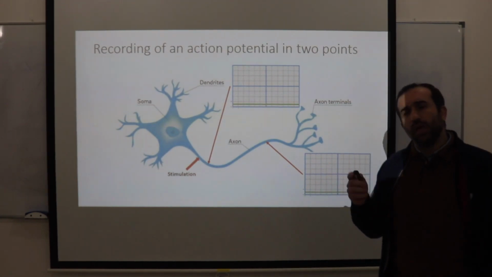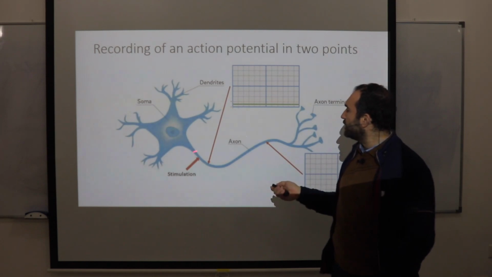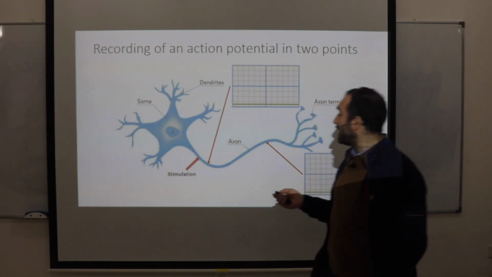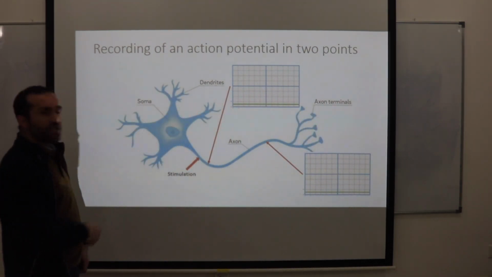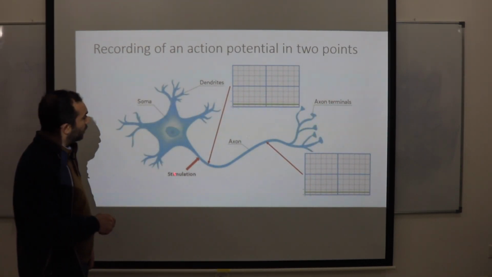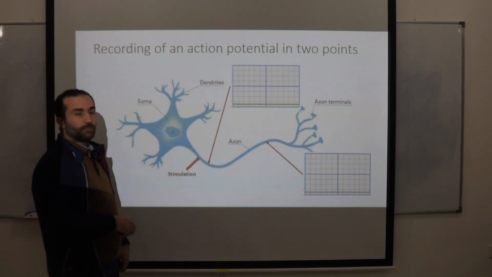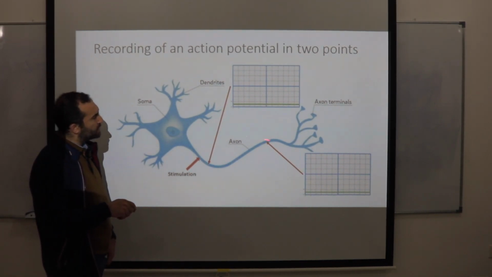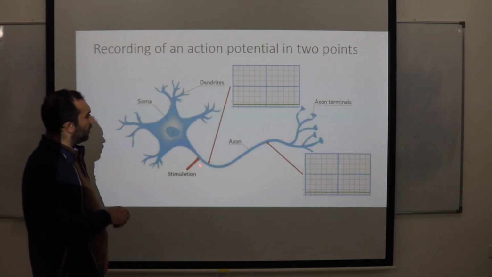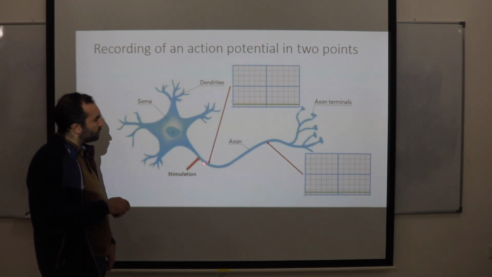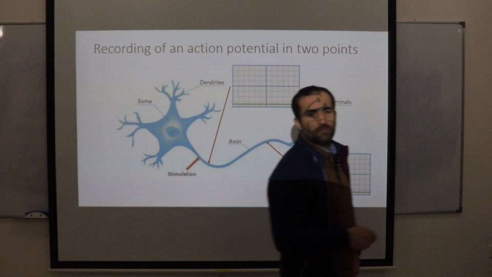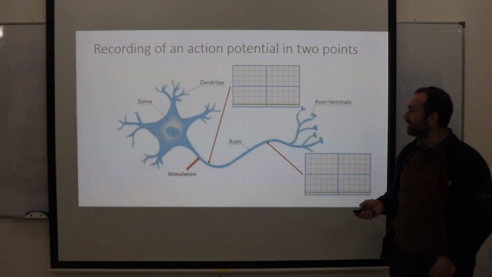Will I obtain action potential near to the stimulation only? Will I obtain an action potential far from the stimulation only? Or can I obtain action potential in both of them? Is the action potential able to go from this point and reach the next point? Or is it done always near to the stimulation and I need many stimulations to make the action potential pass to the other point? Let's see.